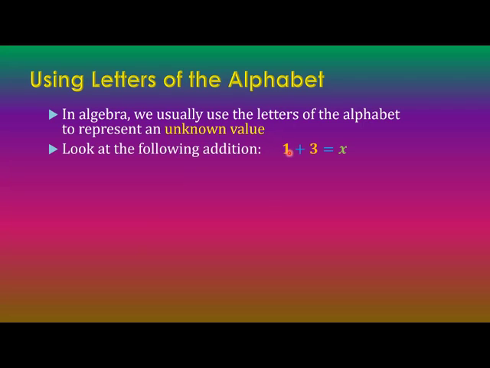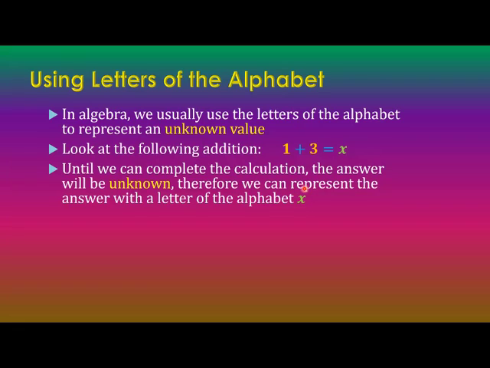Look at the following addition. 1 plus 3 equals x. Until we can complete the calculation, the answer will be unknown. X is unknown. Therefore, we can represent the answer with a letter of the alphabet, and in this case it's x. X is unknown at this moment. We do the calculation. 1 plus 3 is 4, so x equals 4.